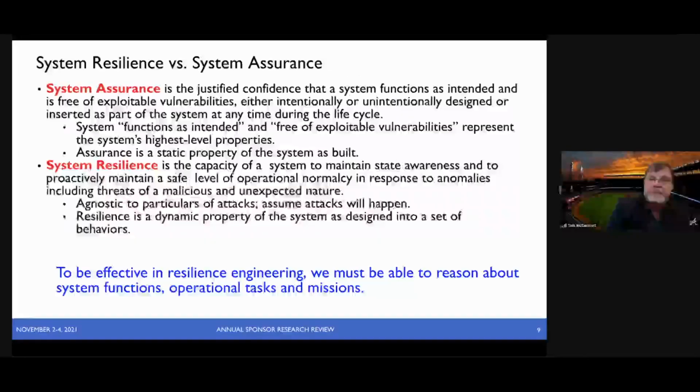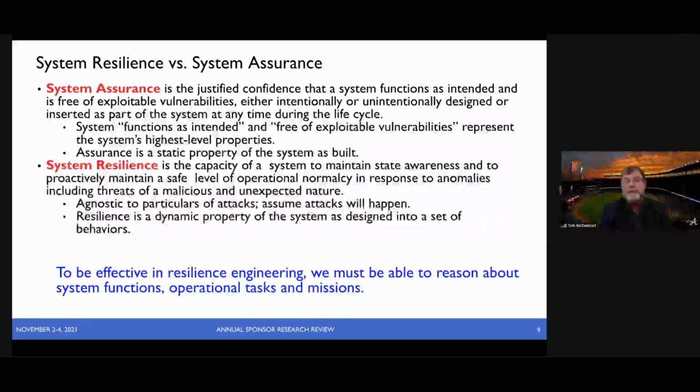Next slide, please. So what do we mean then by system resilience? Well, what we want to do is maybe compare system assurance to system resilience. And so system assurance is what we typically do in response to cyber attacks and cyber threats. And system assurance is the justified confidence that the system functions as intended and is free of exploitable vulnerabilities in that space. And so functions as intended and free of exploitable vulnerabilities represent the system's highest level properties.